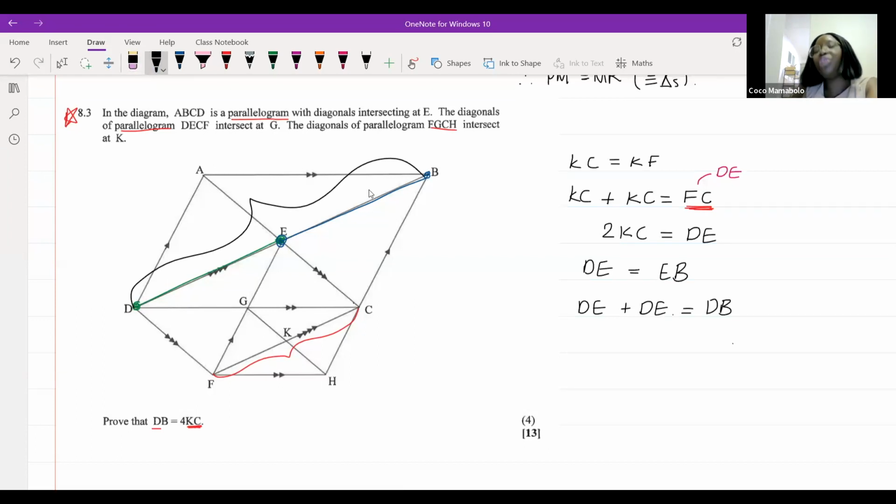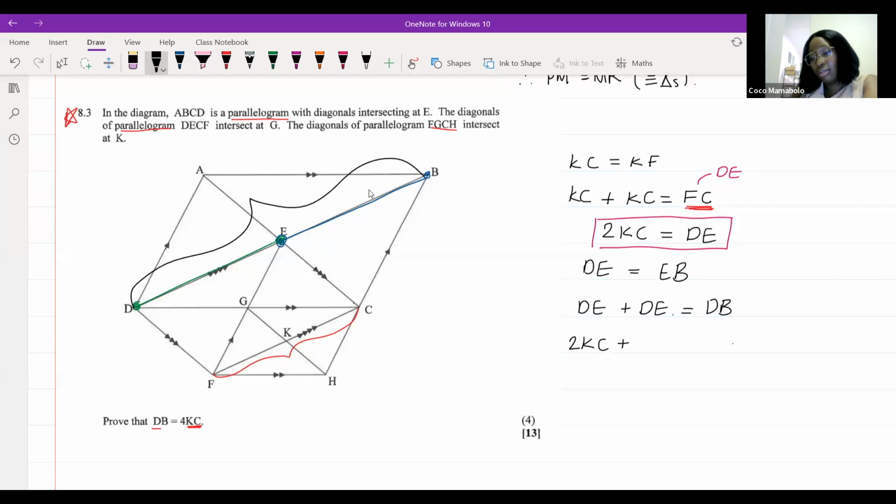Good. Do you remember what DE was called? Do you remember what we said DE was? Yes, ma'am. We said it was? 2KC, yes? Yes, ma'am. So I'm going to take both of my DEs and replace them with 2KC. Replace this DE for me with 2KC. Tell me what I'm going to write. So it's going to be 2KC plus DE.